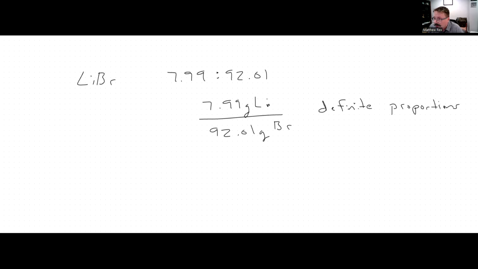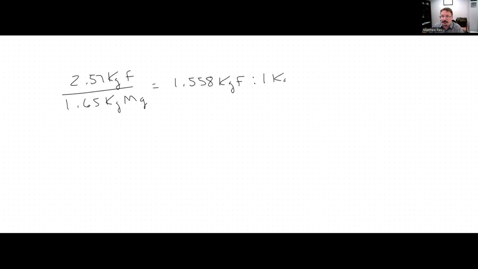All right, now we have another sample. We decompose this magnesium fluoride, and we get 2.57 kilograms of fluorine for every 1.65 kilograms of magnesium. And this ratio here is fixed. Whatever this compound happens to be, because of the law of definite proportions, we're always going to have a fixed ratio of fluorine to magnesium.